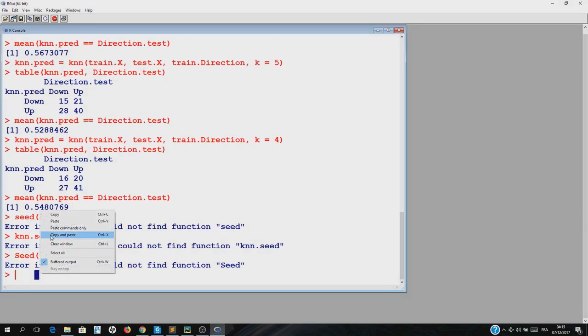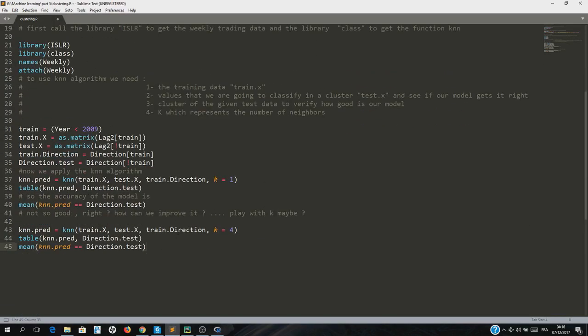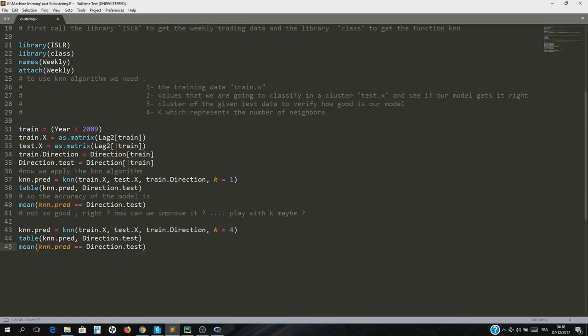There is some function seed, so you can fix your data and get rid of the randomness. So yeah, this was our video on R about KNN and k-means algorithms, and I hope you understood it, and see you next video.